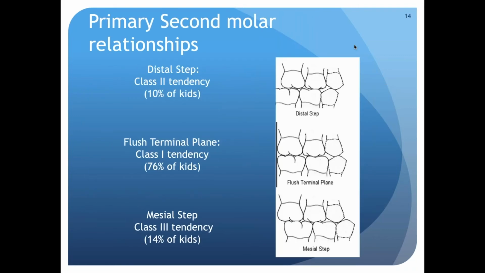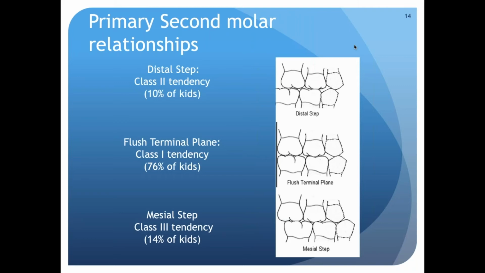So let's talk a little bit about our primary second molar relationships. If you're familiar with Angle's classes, this is like our pediatric Angle's class. First, we have our distal step, which is a class 2 tendency, and we're going to see that in about 10% of kids. Next, we have our flush terminal plane, or class 1 tendency, and that's in about 76% of kids, followed by our mesial step, which is more of a class 3 tendency. We're going to see that in about 14% of kids.